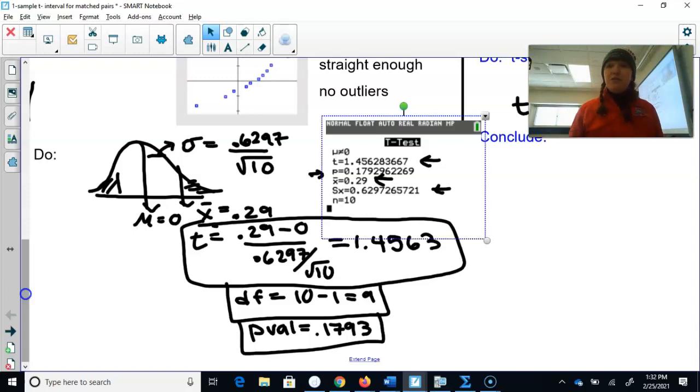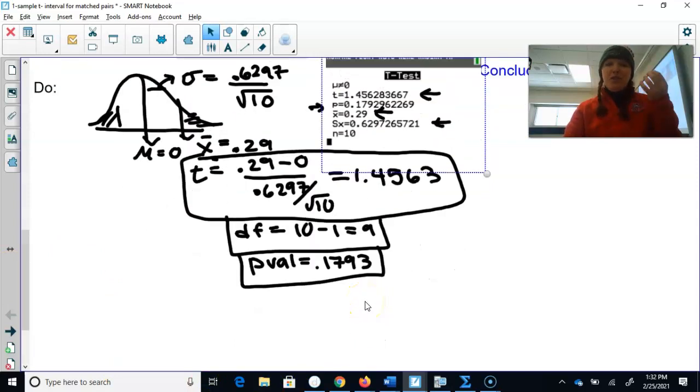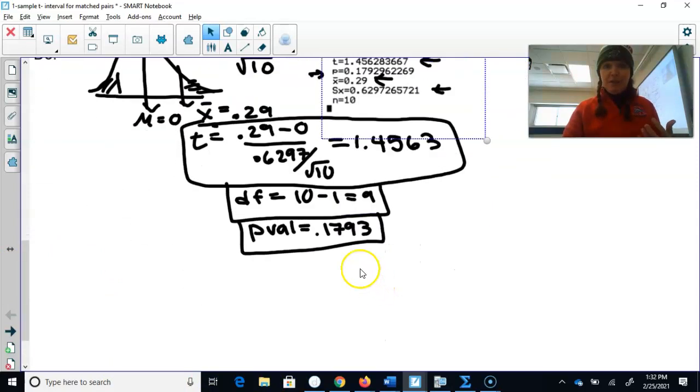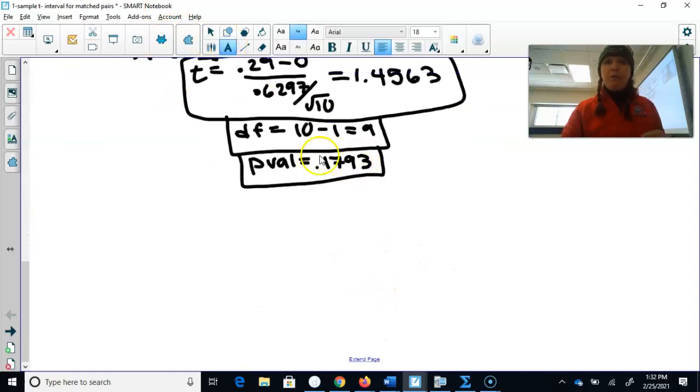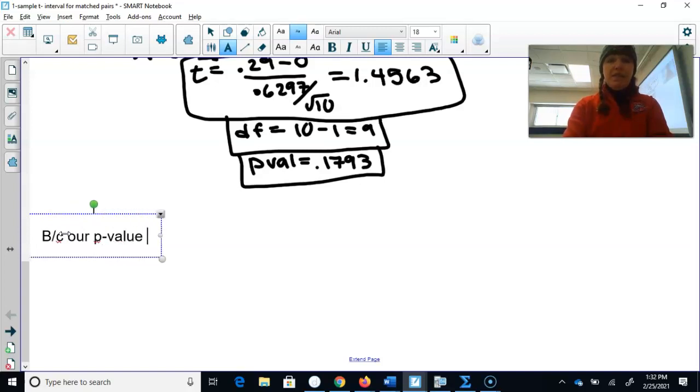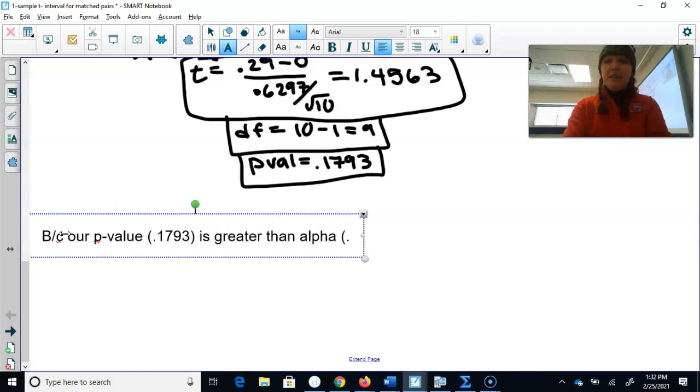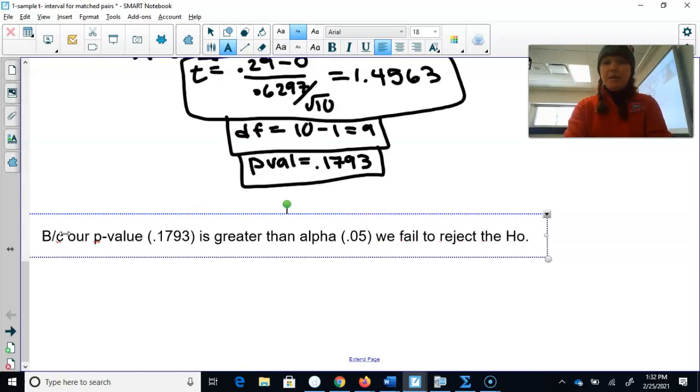We're done with the do. We have our t-score, our degrees of freedom, and our p-value. What is this setting us up for? This is setting us up to say, do we have evidence that there's a significant difference? Remember, ladies and gentlemen, we want to compare our p-value to alpha. Because our p-value, 0.1793, is greater than alpha, 0.05, we fail to reject the null hypothesis.